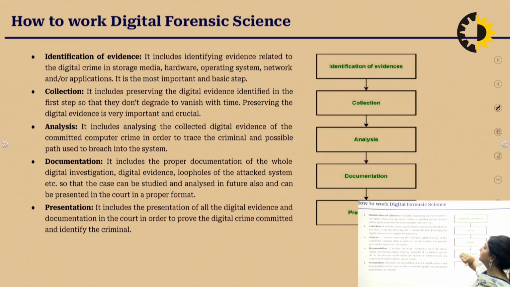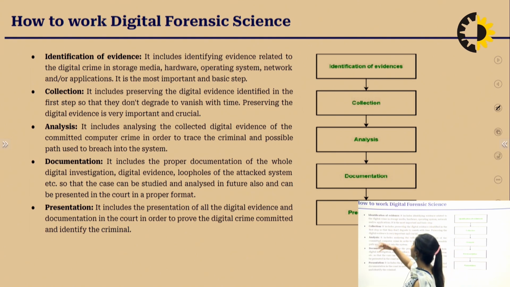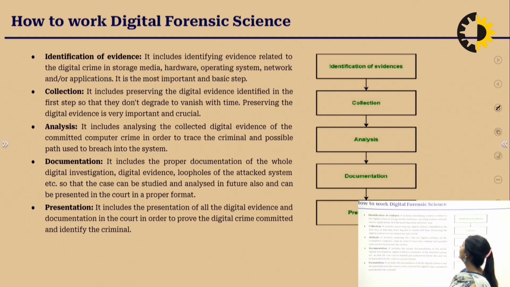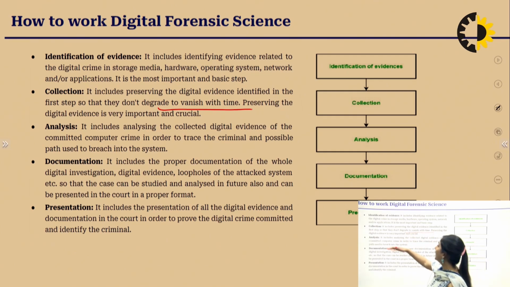How does digital forensic science work? Identification of evidence, collection, analysis, documentation, and then finally presentation. Identification of evidence includes identifying evidence related to the digital crime in storage media. Collection includes preserving the digital evidence identified in the first step so that it doesn't degrade or vanish with time. Analysis: you analyze the collected digital evidence, right?